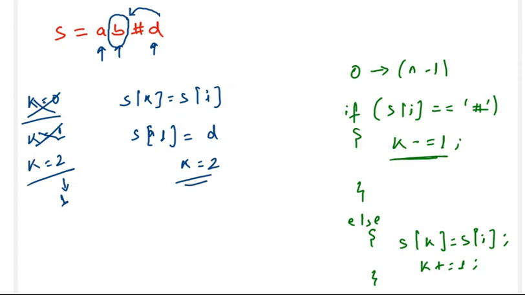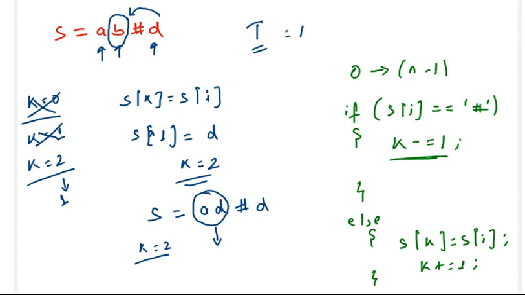Thus at the end of the loop the string will be something like this: a, d, hash and d. And because my k is 2, the original text is of length 2. Thus this will be our original text. Similarly, we can find the original text for string t.